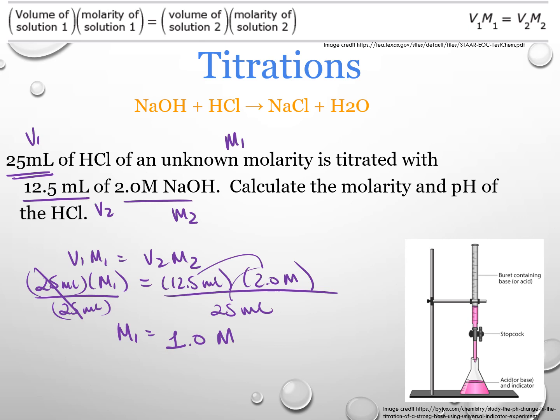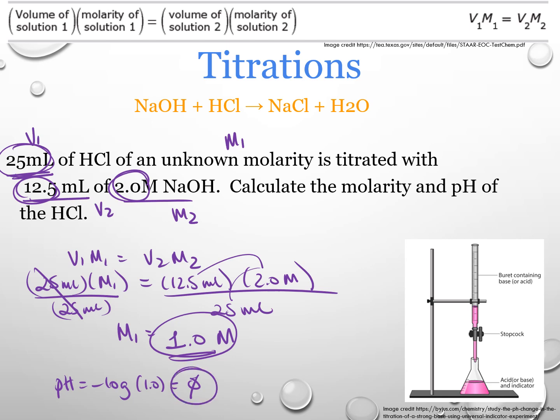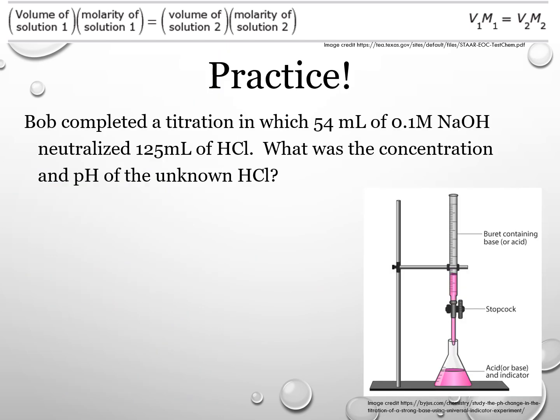This makes sense because I needed half as much of my base as I needed for my acid. And my base was 2 and needed half as much, so the acid must be half as strong. And it is. It's 1 molar instead of 2 molar. To find the pH is going to be the negative log of this concentration. Negative log of 1 is 0. The pH of this acid is 0. Go ahead and do this one also on your own, and then come back and check your answers.